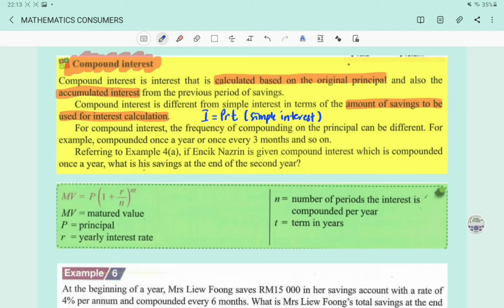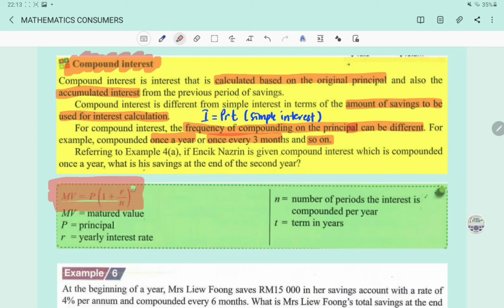Compound interest considers the accumulated interest from the previous period of savings. For compound interest, the frequency of compounding on the principal can be different. For example, it may be compounded once a year, or once every 3 months, and so on. So it is based on how many times it compounds in a year, and the calculation must be based on how many times it is compounded.